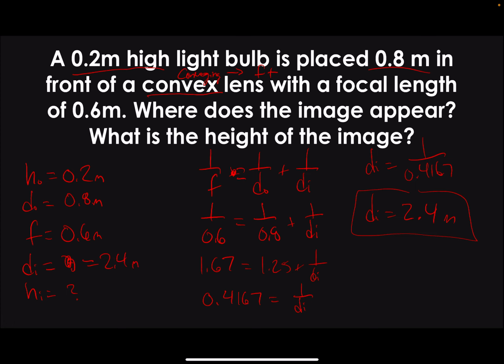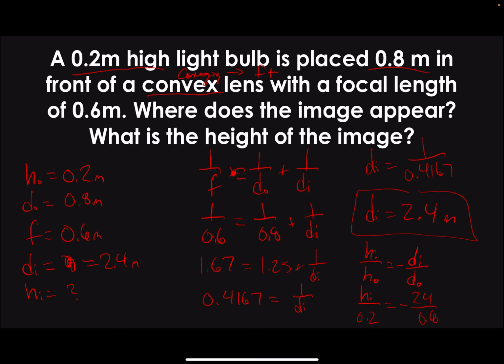Great. And now we can use the other equation to find our height. We know h_i over h_o is equal to negative d_i over d_o. And so plug in our numbers. Our image height, h_i, divided by 0.2 is equal to negative 2.4, which we just found, divided by 0.8.